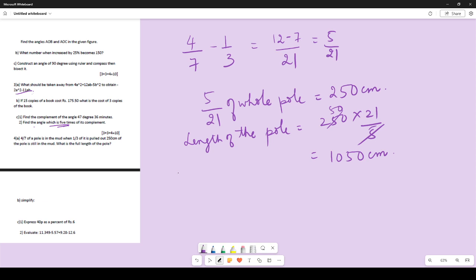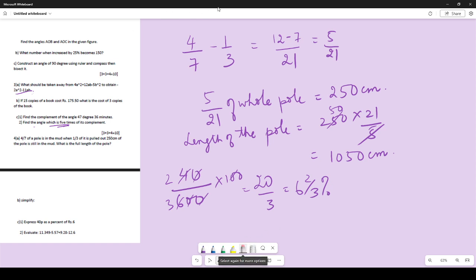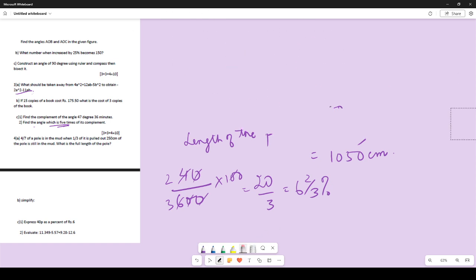Now express 40 paisa as a percentage of 6 rupees. So 40 paisa, 6 rupees is how much paisa? 600 paisa. And you have to find the percent. It's pretty simple. 2/3, so that makes it 20/3, that is again equal to 6 2/3%, right?